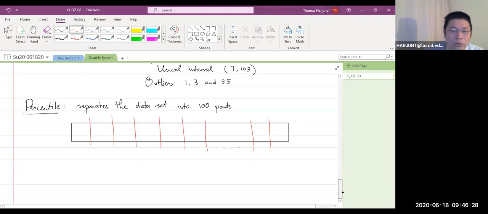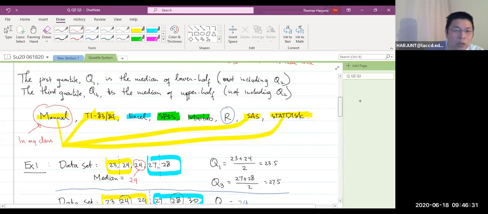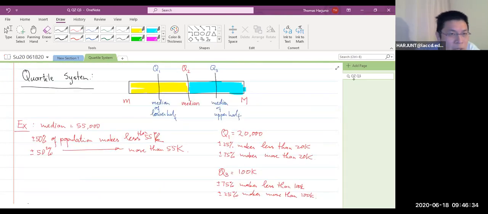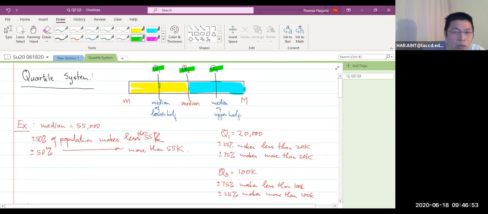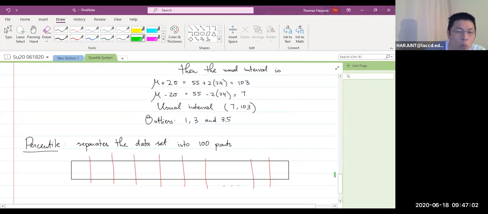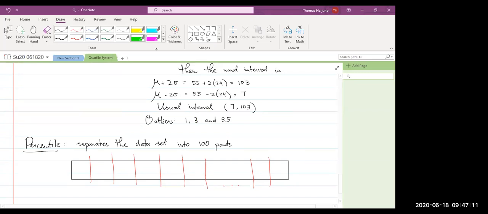Now my question to you is this. If we go back to the quartile system, it will separate the data into 4 parts, right? Now, how many partitions do we need? We need 3 partitions. In other words, for you to be able to cut it into 4 parts, you need to cut it 3 times. These are the 3 partitions. Now then, if I want to create 100 parts, how many times should I cut it to make 100? Yes, 99 partitions.